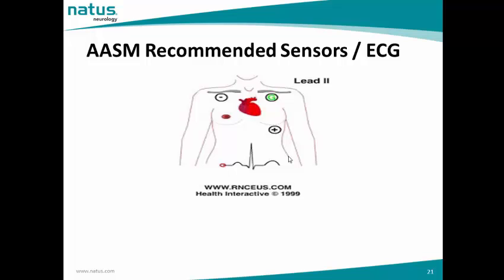ECG. The negative electrode should be placed on the intersection of the midclavicular point and the second intercostal space. The positive one should be placed on the intersection of the mid-axillary line and the sixth intercostal space.